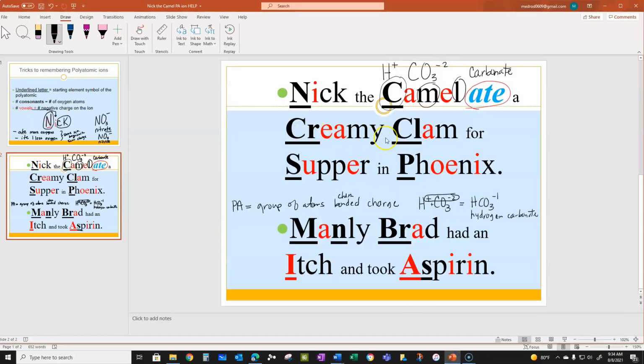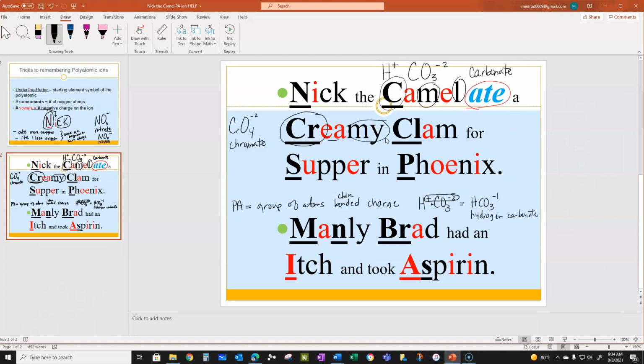Creamy. Okay, creamy right here, which means this polyatomic starts with chromium. So that's why the C and the R is underlined. Now when you're counting the consonants, you got to count both of those. So there's 2 there, and there's 2 there. So I got my 4 oxygens, okay? And I do have 2 vowels sitting right there, so negative 2. So this is chromate.